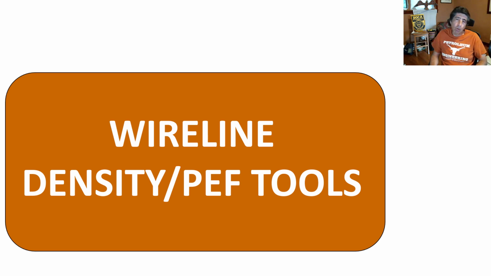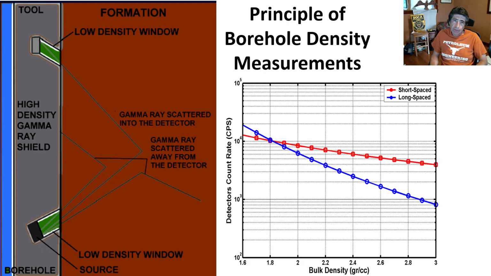So let's begin with the wireline density and PEF tools. These measurements are extremely interesting because, with this cartoon I want to show you, we have a source. This is a radioactive source, and it is naturally emitting gamma rays, photons. Photons have no electric charge and no mass, they're pure energy. But they don't have one single energy, they have different energies depending on the radioactive material they came from.